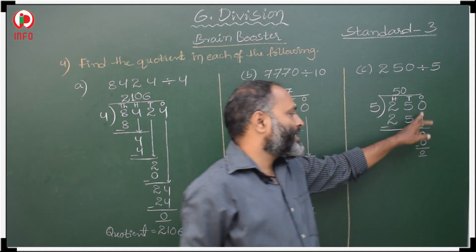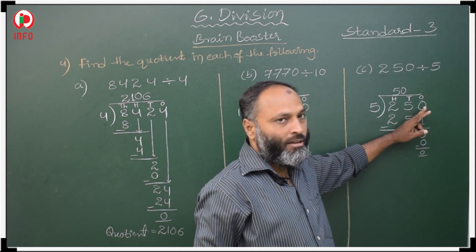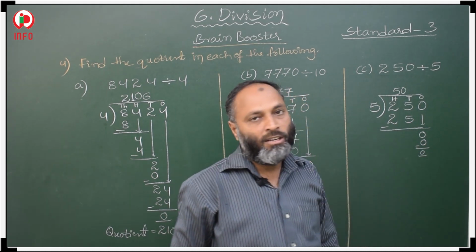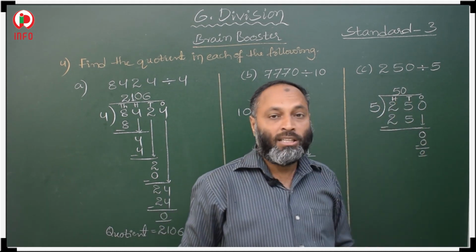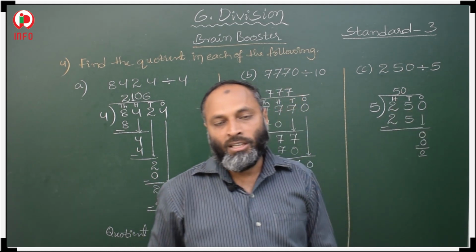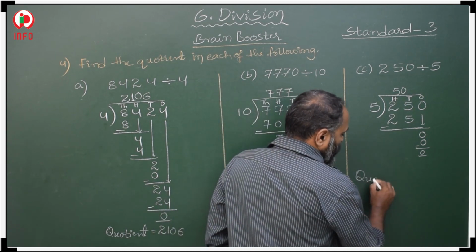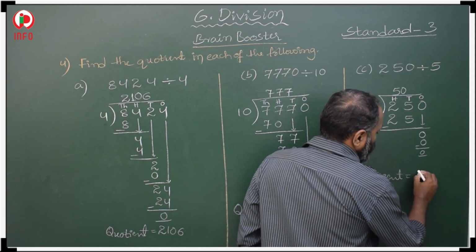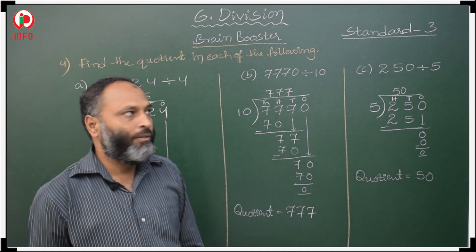Here 0, this is not a remainder. So, do not stop till here. Ones place first we have to copy, then after that we have to check when it will come in 5 table. 5 zeros are 0. So, like this you have to take, otherwise you miss one 0 here in the quotient. Then what is your quotient? Our quotient is 50.